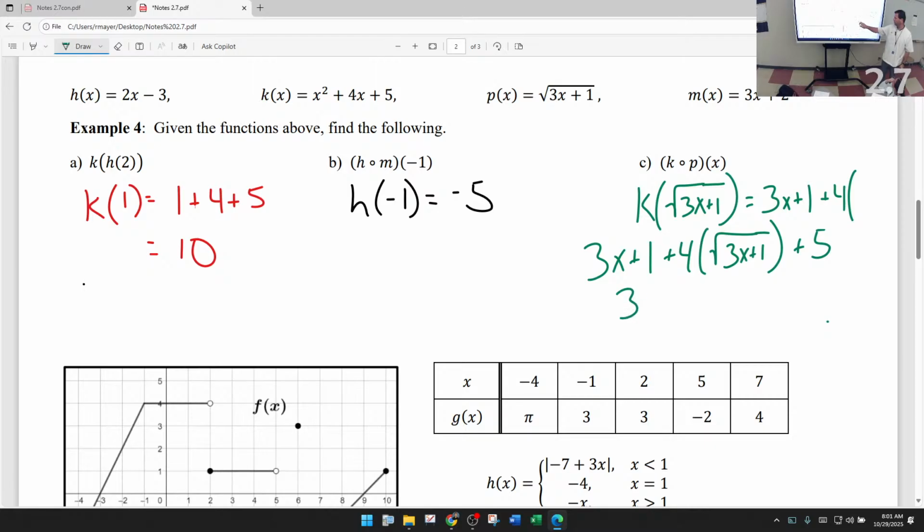So 3x, and they don't care what order you put them in. There's no such thing as a standard order. Plus 4 root 3x plus 1, and then I'm going to close the parentheses, plus 6. And if you want to put 3x plus 6 plus that crazy stuff, you can. They don't care what order you put it in. Just make sure it's right. I like the equal sign. Equals, equals, especially when it doesn't go in order.